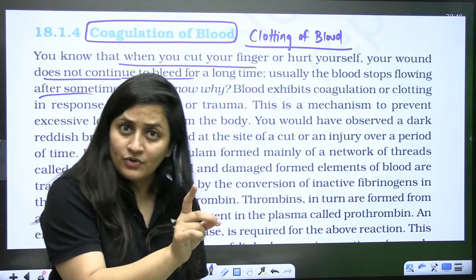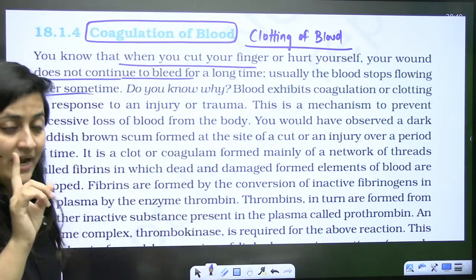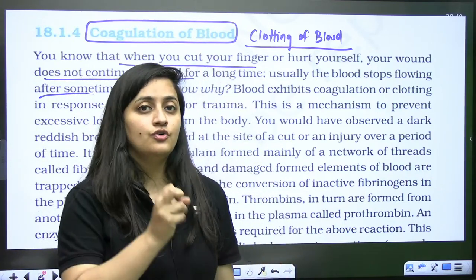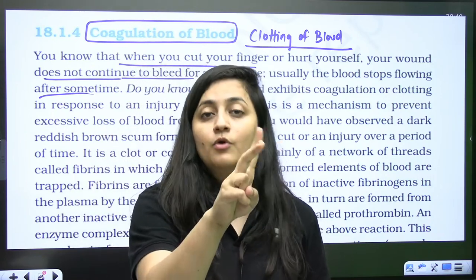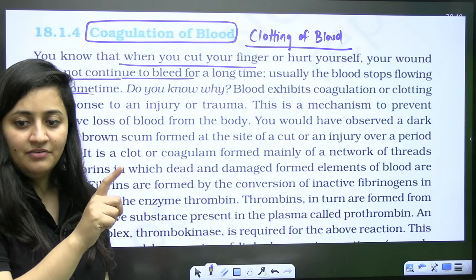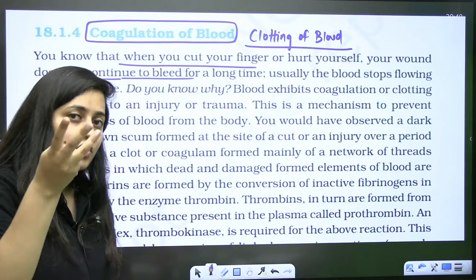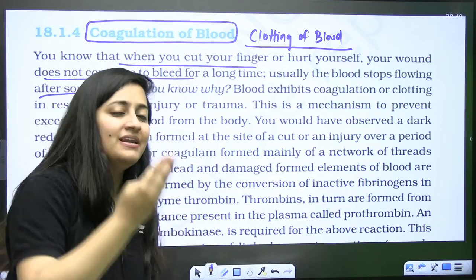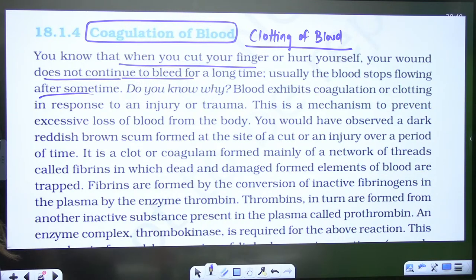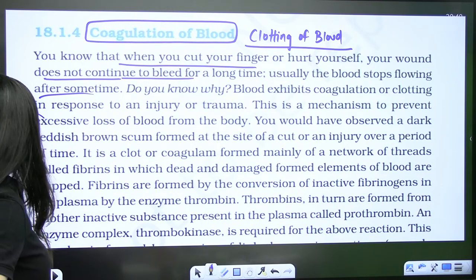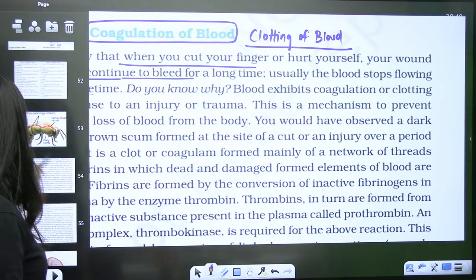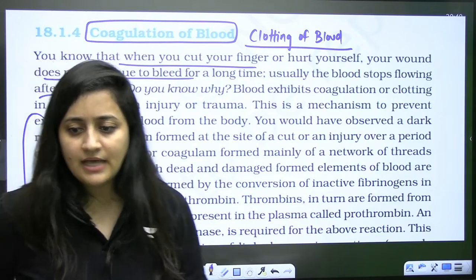So bleeding time is 1 to 3 minutes. Clotting time is 2 to 6 minutes. Vitamin K is required. Calcium ions are required. And you should know about these factors: at least thromboplastin, prothrombokinase, thrombin, and fibrin. Fibrin is active. Thrombin is active. Prothrombin is the inactive form. Fibrinogen is also an inactive form. See, this is what is written here. That will be your homework. Read it and revise it.